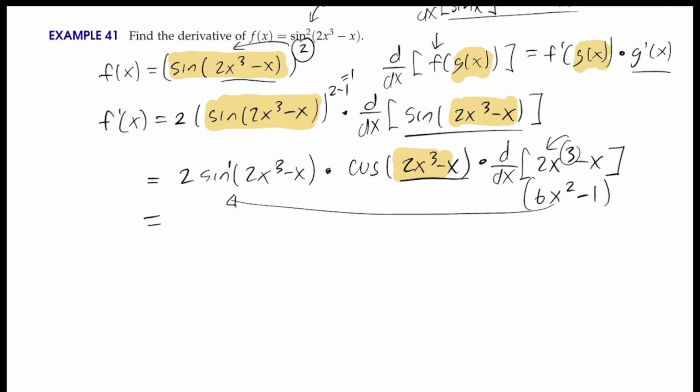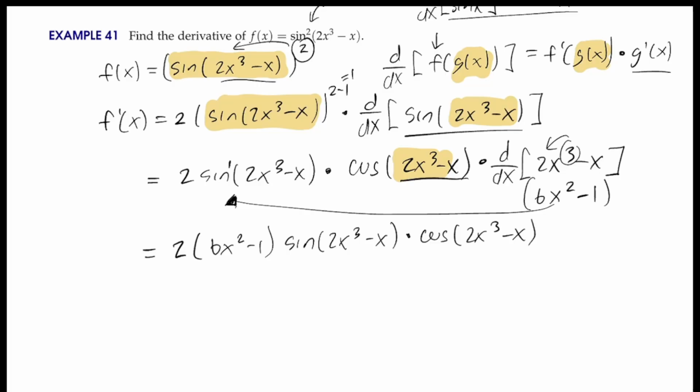Okay, I prefer to put my polynomials in front and then the sine functions after, and that just decreases the likelihood that I somehow bring the polynomial into the trig functions. So 2 times sine of 2x cubed minus, oh, no, I'm writing the sine first. I want to write the polynomial first. So this is 2 times 6x squared minus 1 times the sine 2x cubed minus x times the cosine of 2x cubed minus x. And we could distribute the 2 to make this 12x squared minus 2, but it's not going to really make too much difference, so we'll just go ahead and leave it like this. That's a perfectly fine final answer.